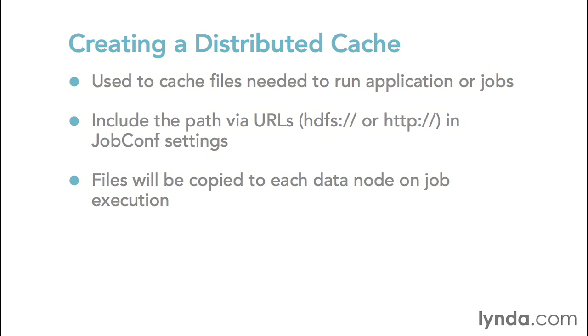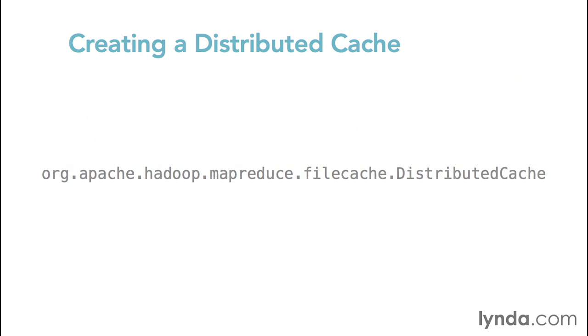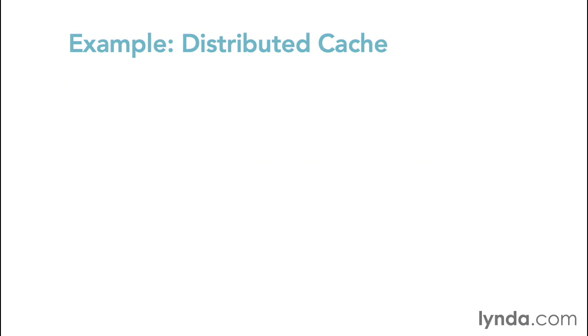The files will be copied to each data node on each job execution for the mappers and are often used in scenarios like lookups. This is found in this library, org.apache.hadoop.mapreduce.filecache.DistributedCache.